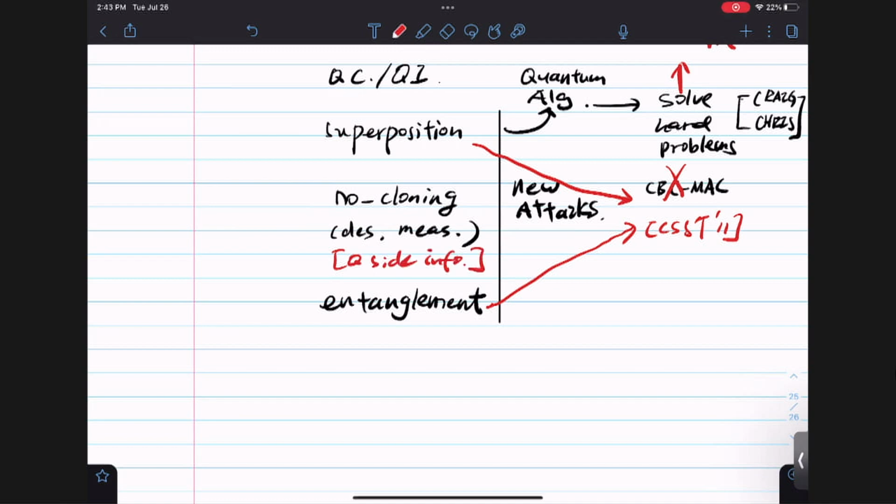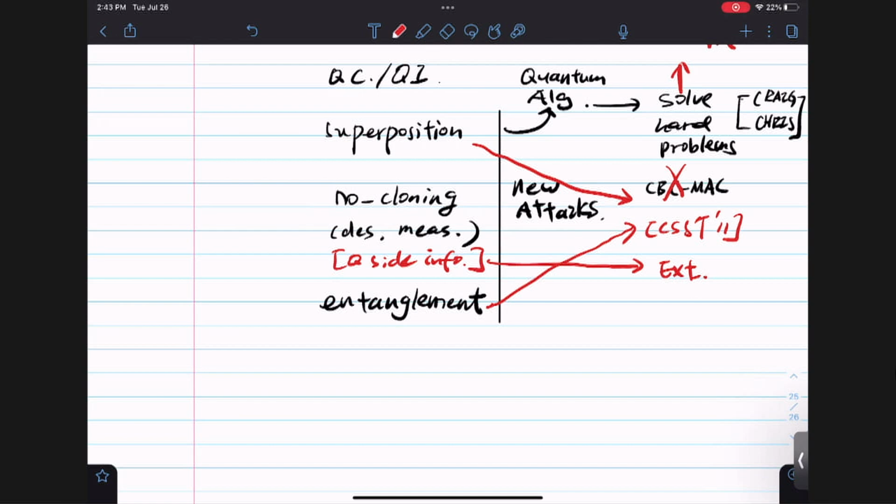And there is also some construction of extractors, which become insecure when the adversary has some quantum side information about the random source. Okay, so that means new attacks can appear everywhere.